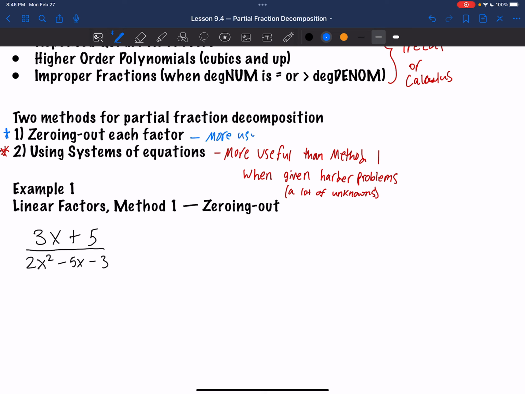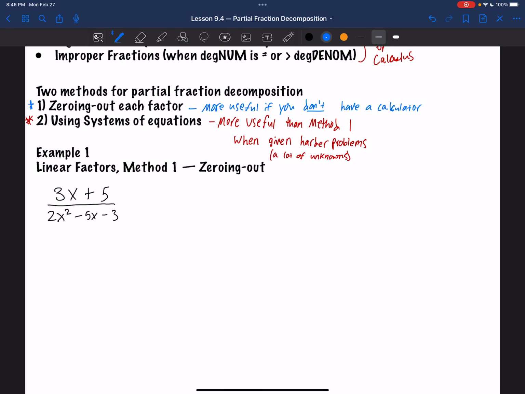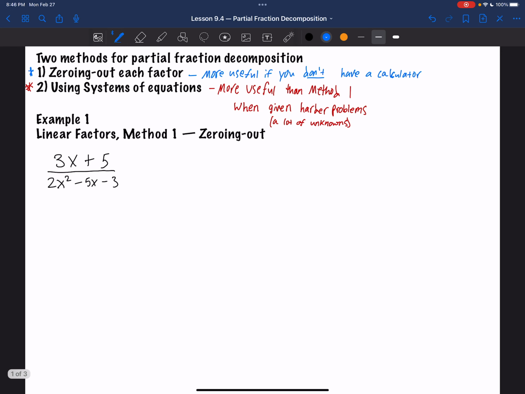More useful if you don't have a calculator, okay? Because the systems can get really complicated. And so if you don't have a calculator, you might want to do method 1. And you can actually use a combination of method 1 and 2, as you'll find as you work through these. Okay, let's go.